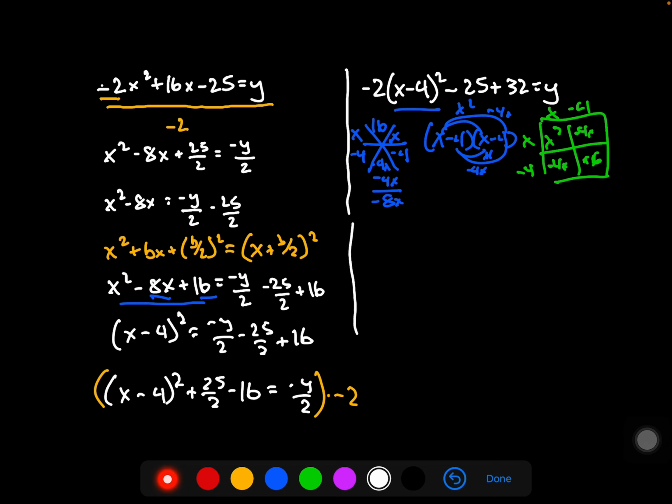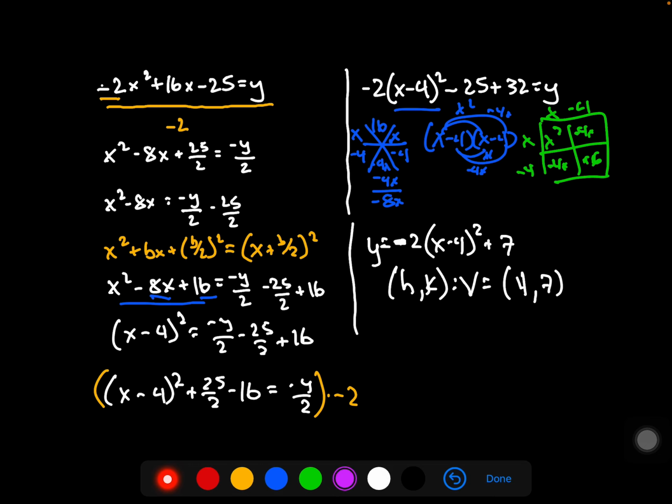I like to move y over to the left-hand side. So I get y is equal to -2. That's our a value. This negative tells us it's facing downward. And the 2 tells us it's been stretched vertically or shrunk horizontally, either way you want to look at it. x minus 4, that means our x value of the vertex, our axis of symmetry, is 4. And minus 25 plus 32 is plus 7. So our h, k for the vertex is equal to 4 and 7.